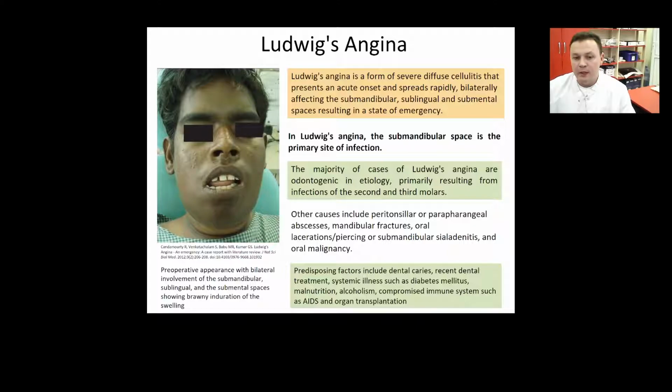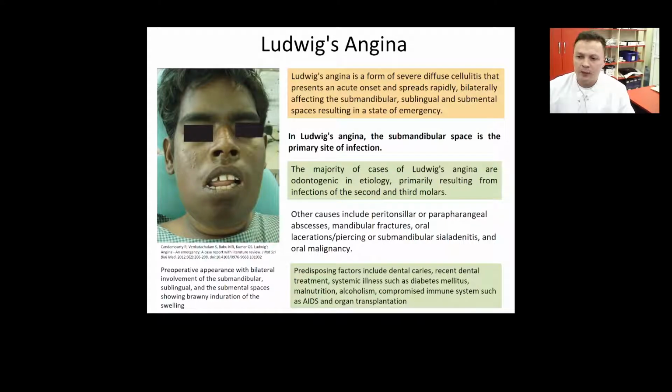The majority of cases of Ludwig's angina are odontogenic in etiology, primarily resulting from infection of the second and third molars. The roots of these teeth penetrate deep, such that any abscess or dental infection has direct access to the submaxillary spaces. Once infection develops, it spreads continuously to the submandibular spaces.